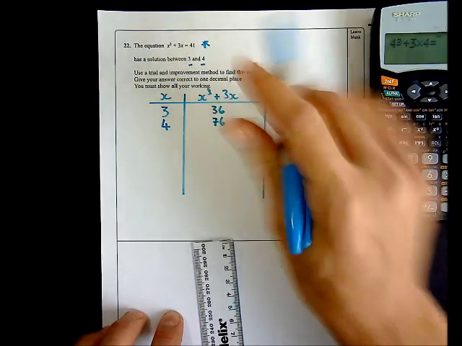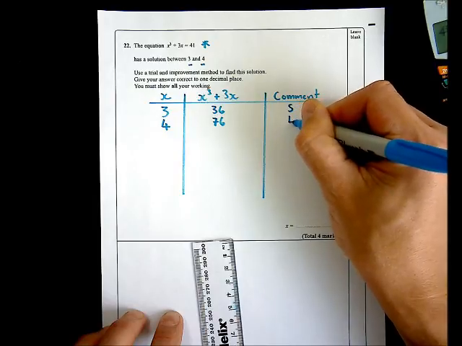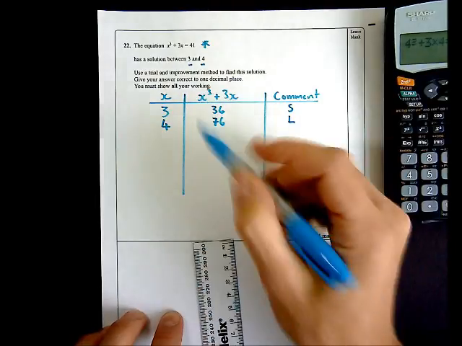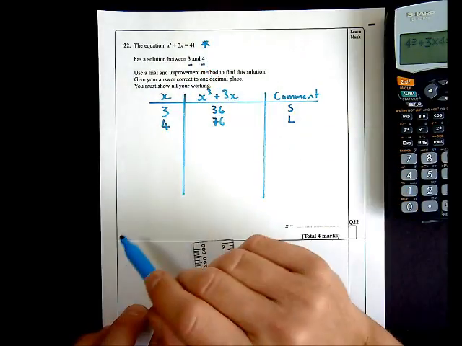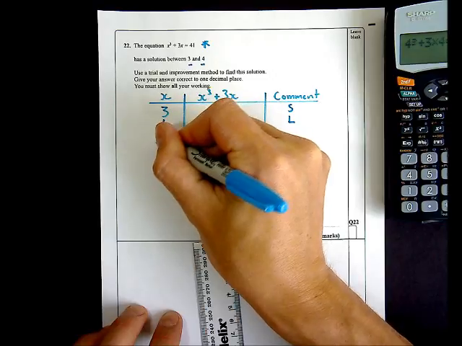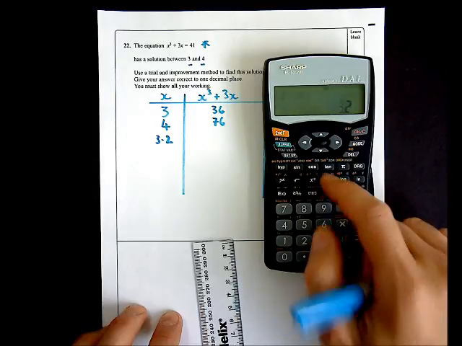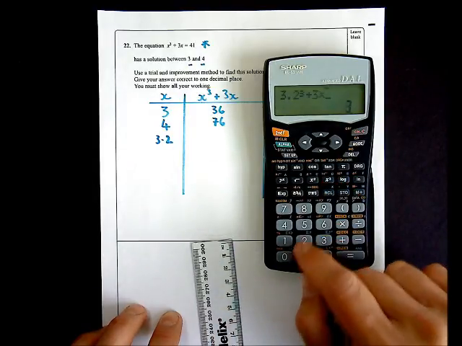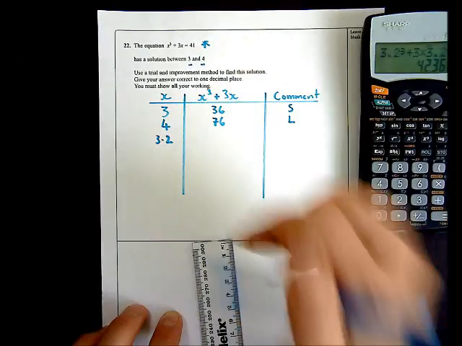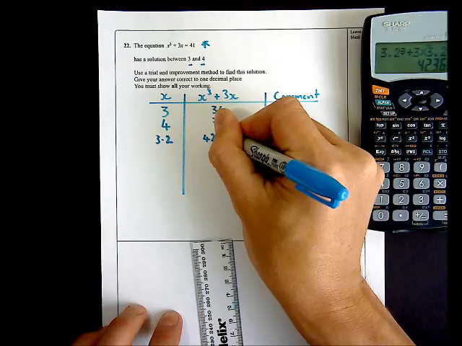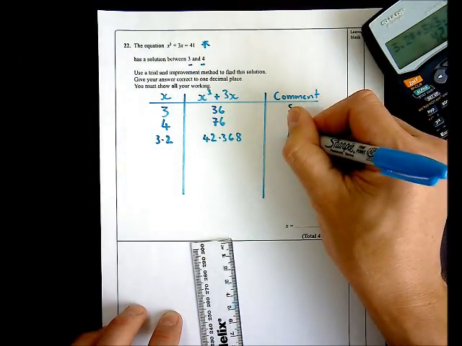So the answer 41 is definitely in between these two. So for each of them I'm going to write a comment, that was too small, that was too large. Now looking at these two answers, I can see that 36 is much closer to 41 than 76 would be. So I'm going to try 3.2. So again, 3.2 cubed plus 3 times 3.2 gives me 42.368. And that, compared to 41, was too large.